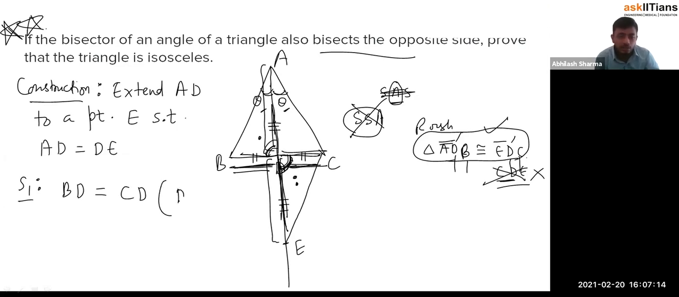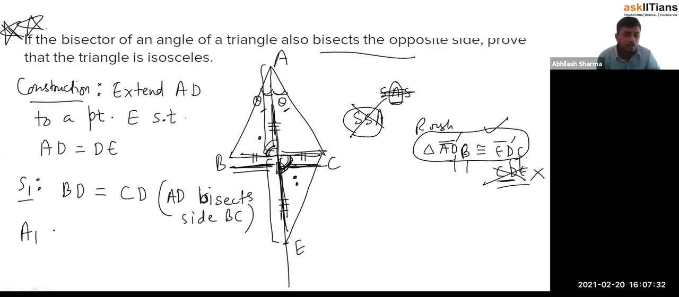Reason we can write D bisects. Okay, it is given now in the question that D bisects, or we can write AD bisects side BC. Okay, so obviously BD will be equal to CD.